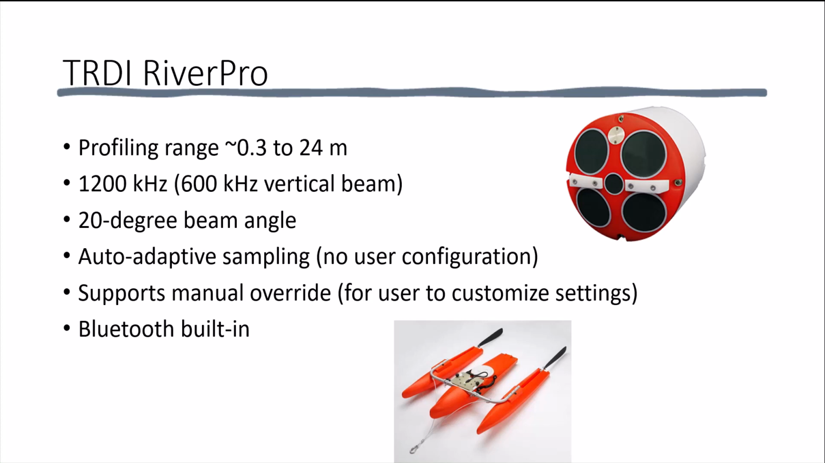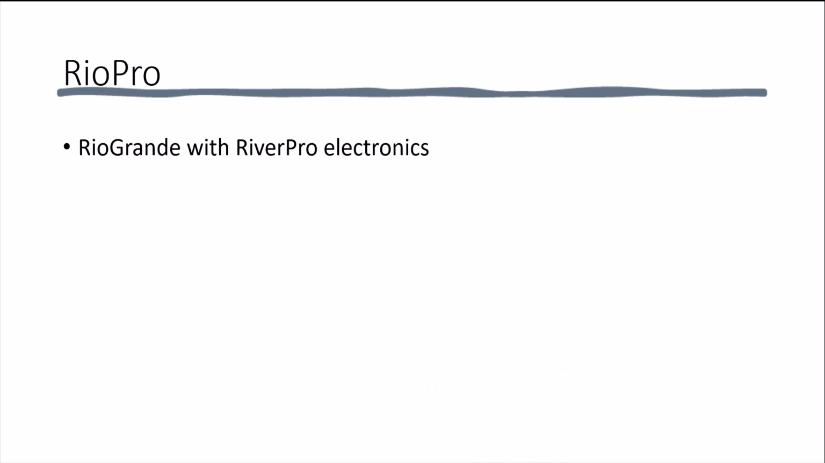Like the RiverRay, the RiverPro uses auto-adaptive sampling, meaning it will configure itself as it moves across the river. Unlike the RiverRay, the RiverPro has the ability for the user to manually override the configuration, fixing it for an entire measurement, much like a Rio Grande. The RiverPro has built-in Bluetooth, but can also be used with a direct connect cable or radio modems. The Rio Pro is essentially a Rio Grande that maintains the housing of the Rio Grande, but has its electronics replaced with the RiverPro electronics.